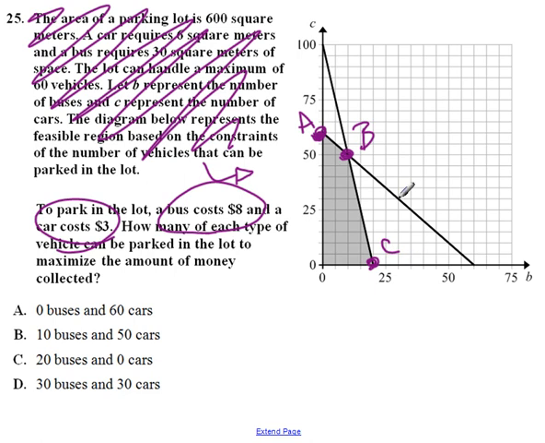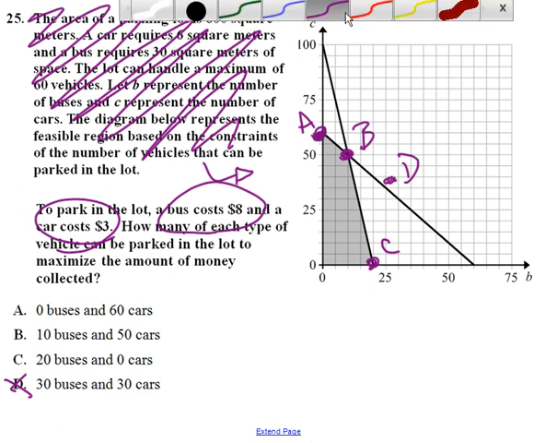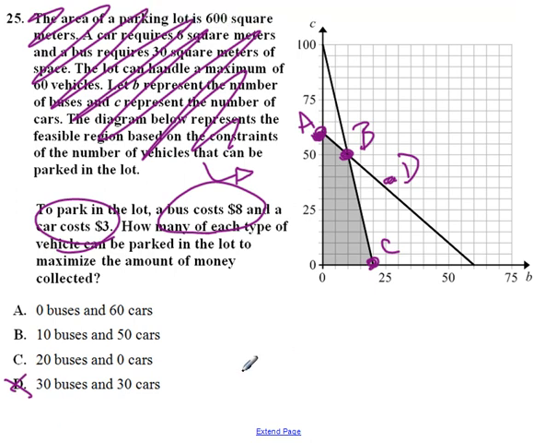30, 30, that's somewhere like out here, right? Is that even part of our shaded area? No, do not pick that one. That one will give us the most money, but we can't fit 30 buses and 30 cars because it's not part of our gray shaded area. So this cannot be our answer.